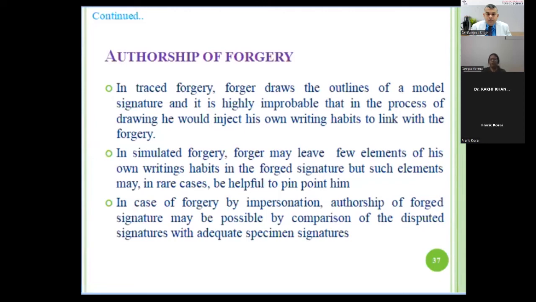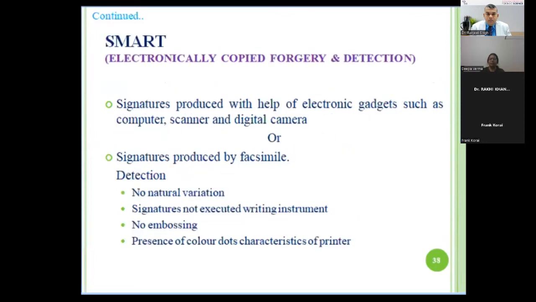In the cases of forgery by impersonation, authorship of the forged signature may be possible by comparison of the disputed signature with adequate specimen writings and signatures of the person.